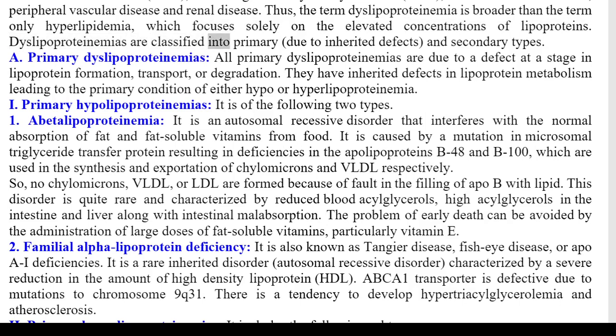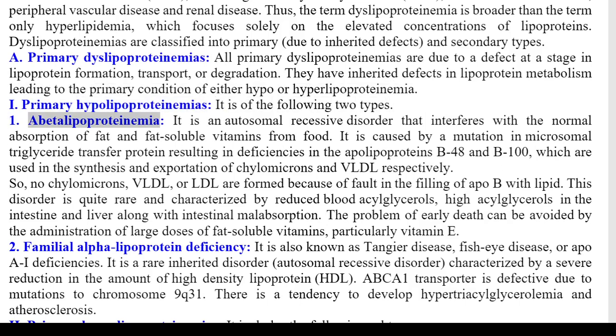Dyslipidemias are classified into primary, due to inherited defects, and secondary types. A. Primary dyslipidemias. All primary dyslipidemias are due to a defect at a stage in lipoprotein formation, transport, or degradation. They have inherited defects in lipoprotein metabolism leading to the primary condition of either hypo or hyperlipoproteinemia. I. Primary hypolipoproteinemias. It is of the following two types.